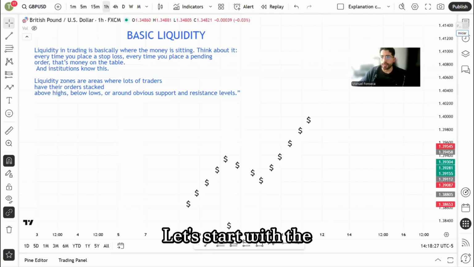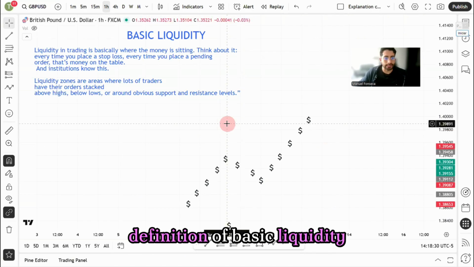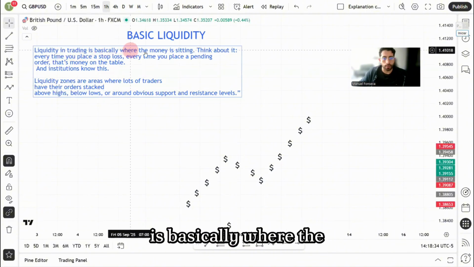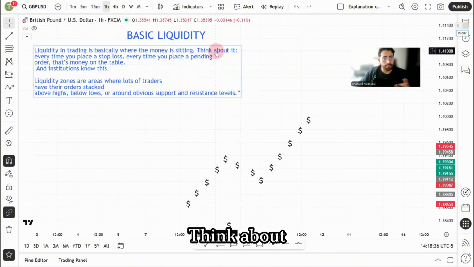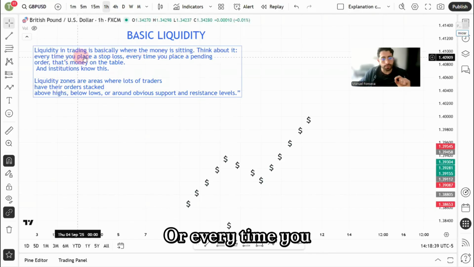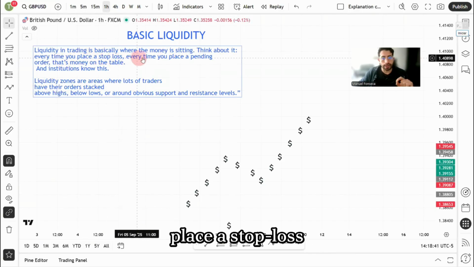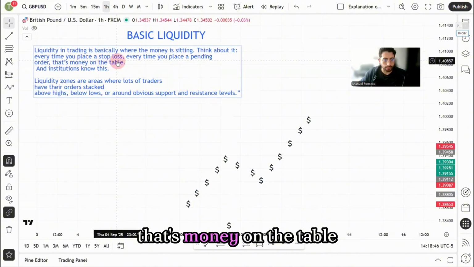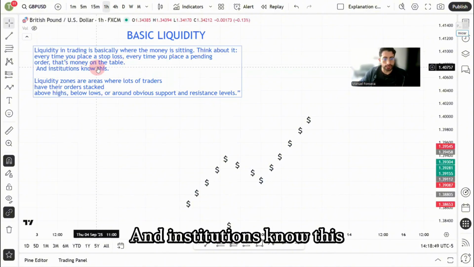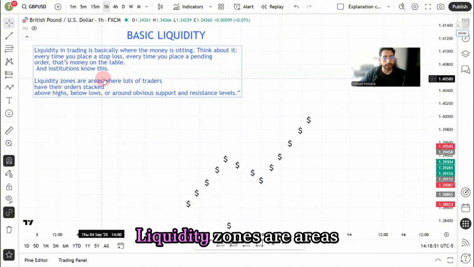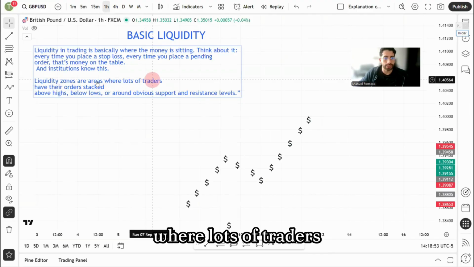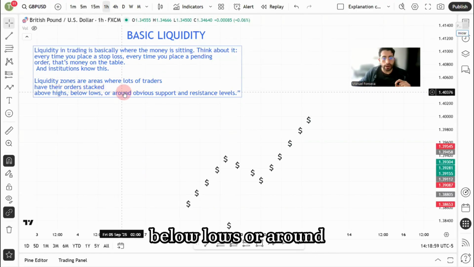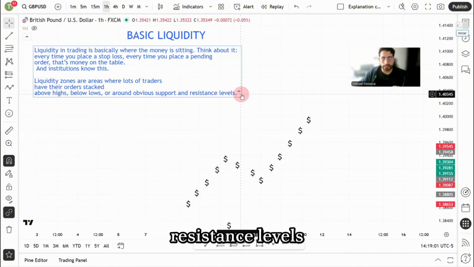Excellent, guys. Let's start with the definition of basic liquidity. So liquidity in trading is basically where the money is seated. Think about the next, okay? Every time you place a stop loss, every time you place a pending order, that's money on the table. And institutions know this. Liquidity zones are areas where lots of traders have their orders stacked above highs, below lows, or around obvious support and resistance levels.